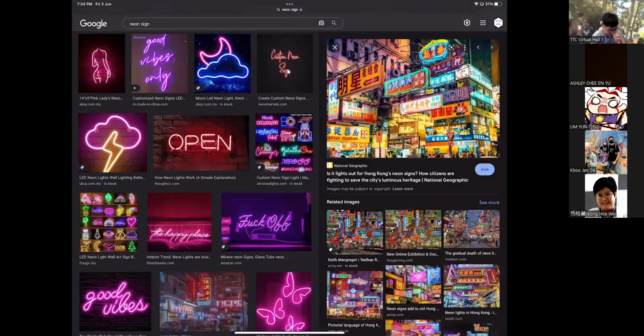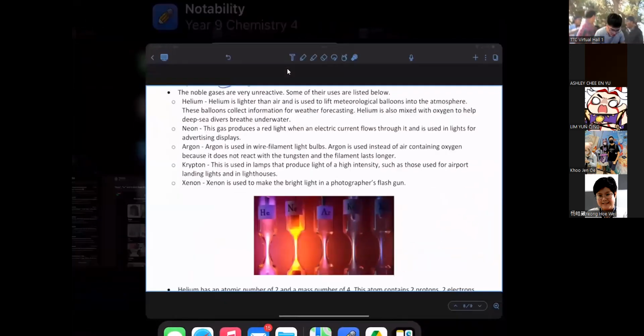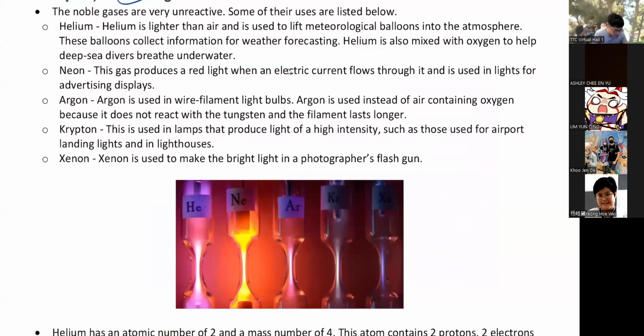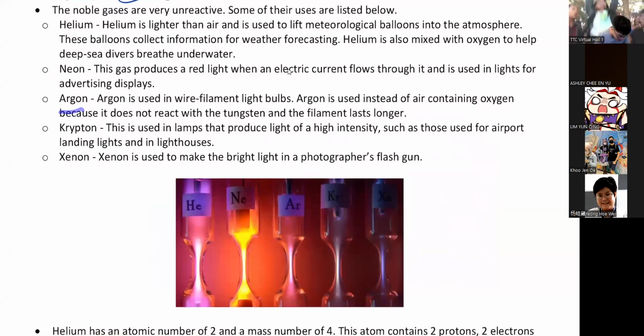Neon signs are really hot. Hong Kong used to look like this. We don't use it anymore because it's really old technology. That's neon. Alright, so argon, it's the same thing.